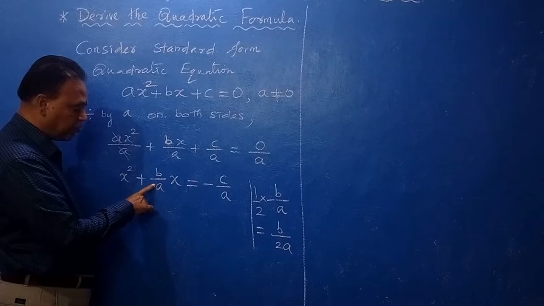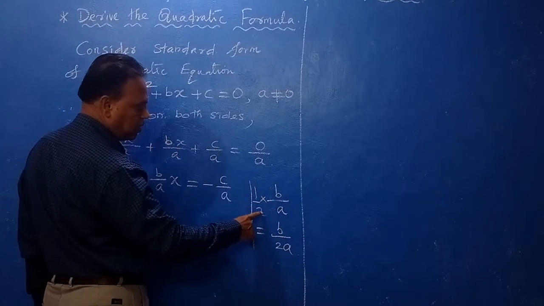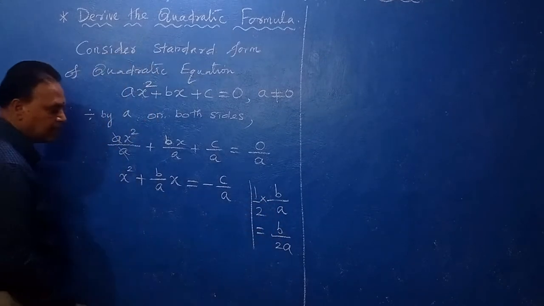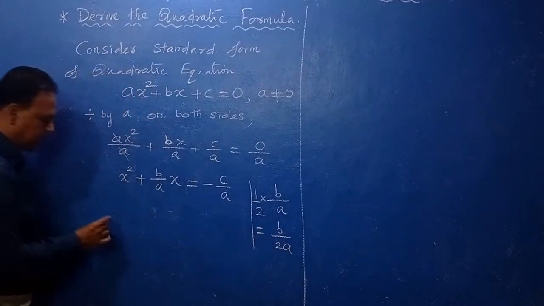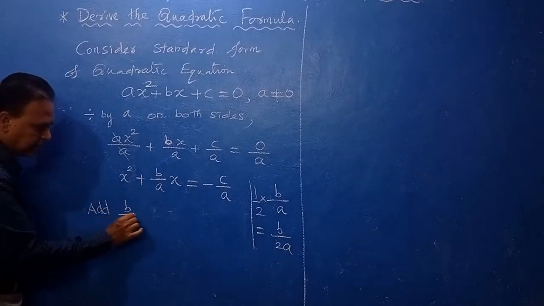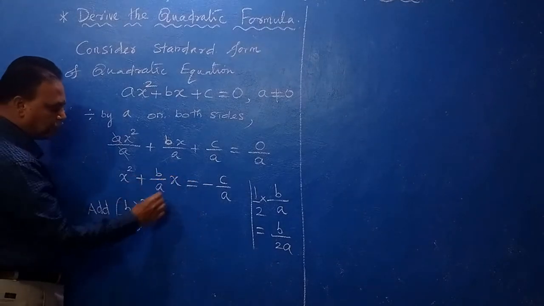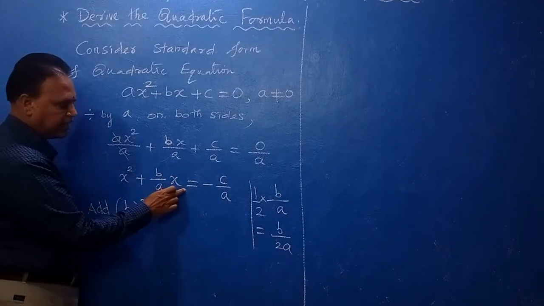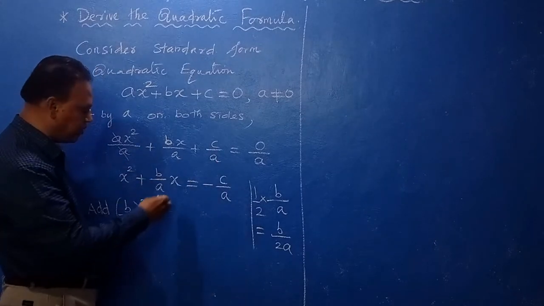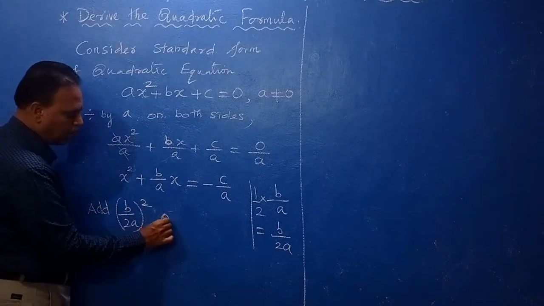Take the x coefficient and multiply with 1 by 2: 1 by 2 into b by a is b by 2a. This b by 2a you take and square it, because we have to get b squared. Here b squared is missing. So you have to add it on both sides, that means it will be balanced. Clear? Add b by 2a whole squared on both sides.